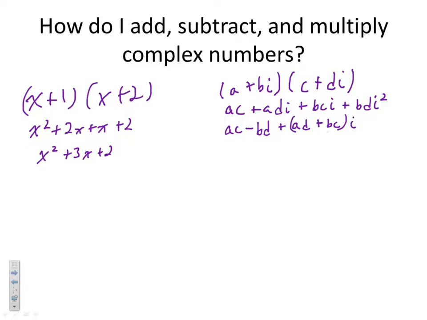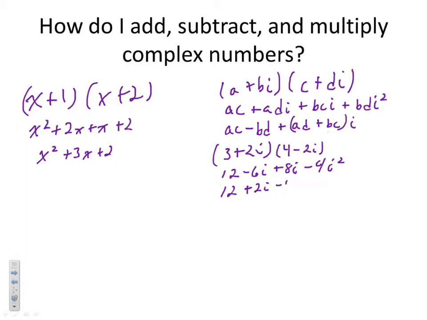All right, let's look at an example of that. Let's use some numbers now. If I have 3 plus 2i times, I don't know, let's go 4 minus 2i. So we FOIL that out, and what do we get? 12 minus 6i plus 8i minus 4i squared. Okay? Let's combine like terms. That's 12 plus 2i minus 4i squared.